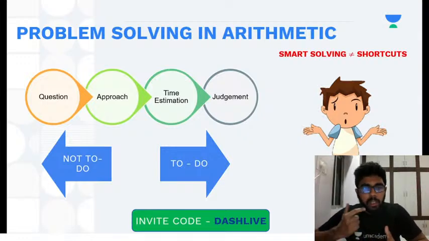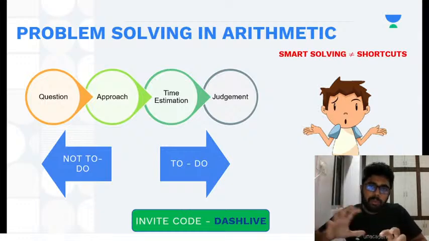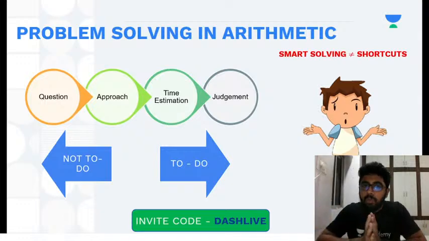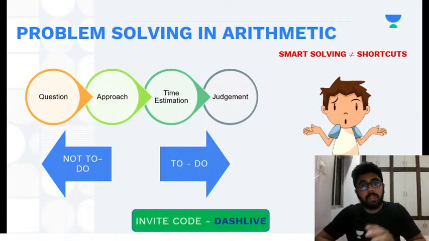First you see the question, the next step is approach. If you know the approach, estimate how much time it can take. And let's say you know exactly how to solve the question, but you realize this is going to be a complicated calculation, so keep it for round 2.